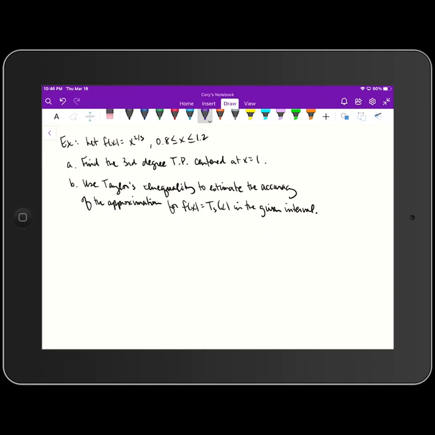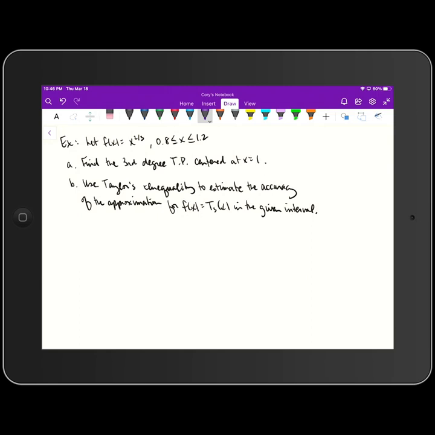Okay, so I'm going to have you guys work on this example next. I want you to pause the video and see if you can work this through all the way from start to end. The directions say to let f of x be equal to x raised to the 2/3 power, where 0.8 is less than or equal to x, which is less than or equal to 1.2. Part A asks you to find the third degree Taylor polynomial centered at x is equal to 1.